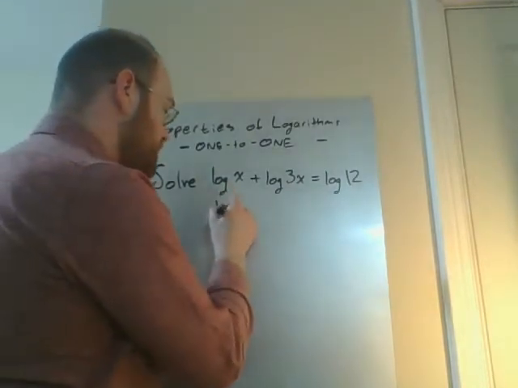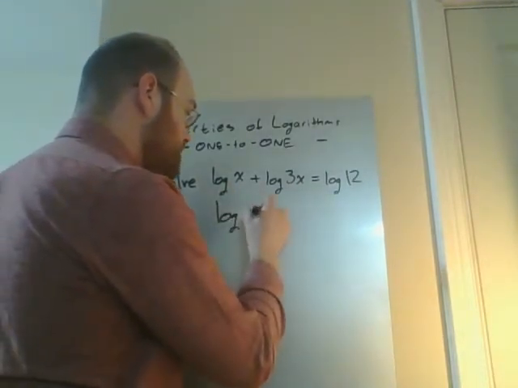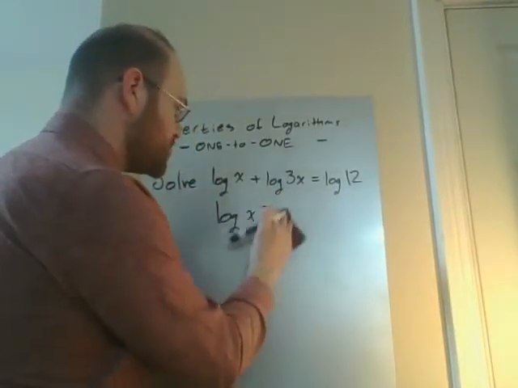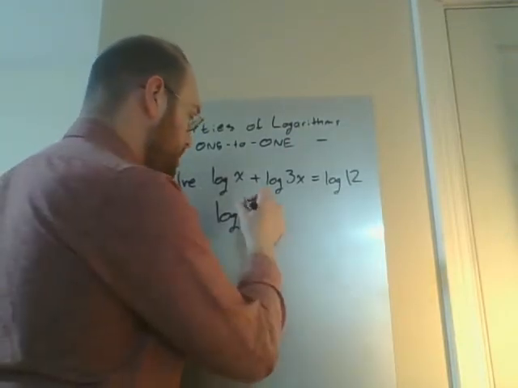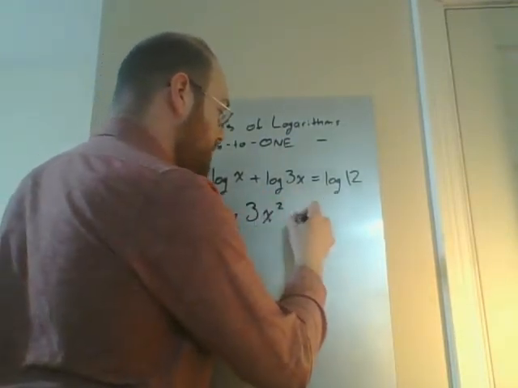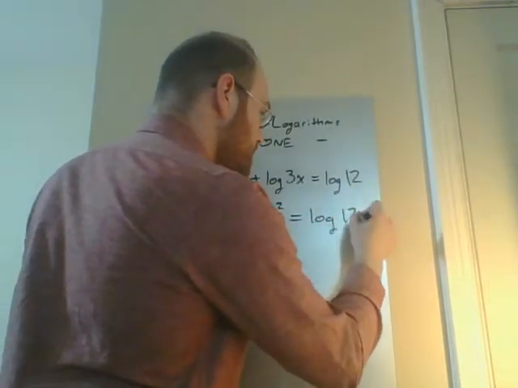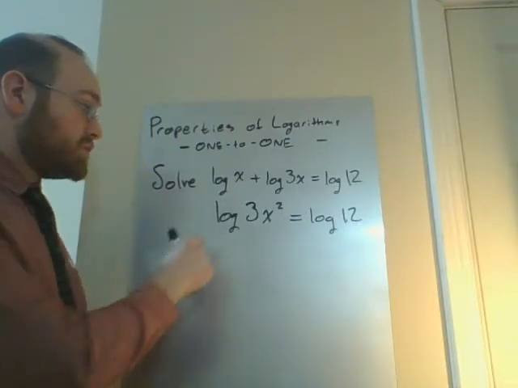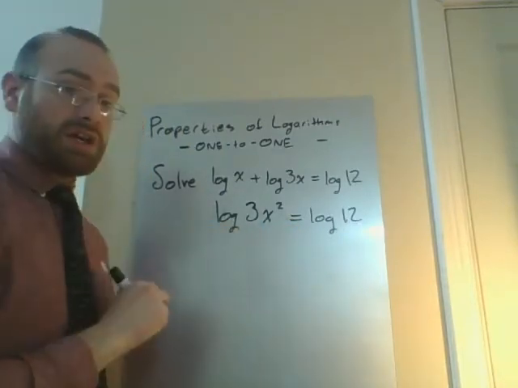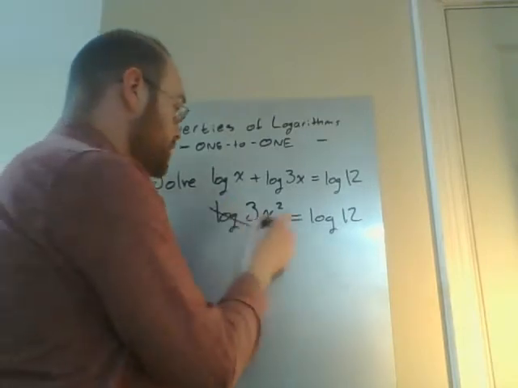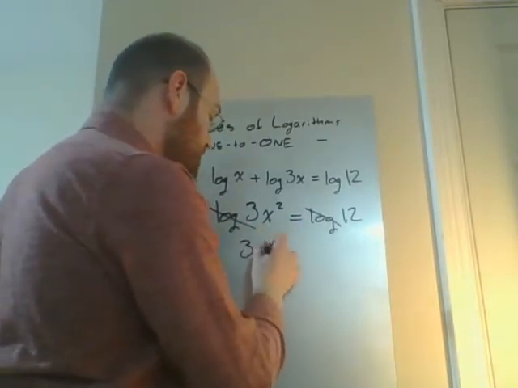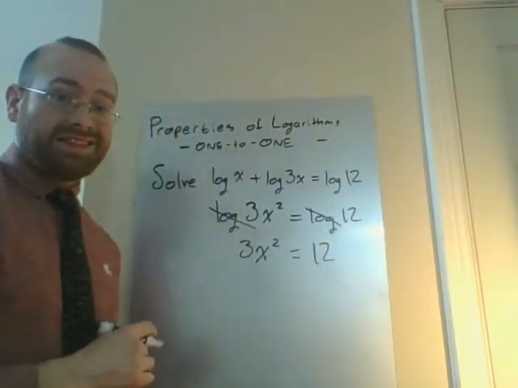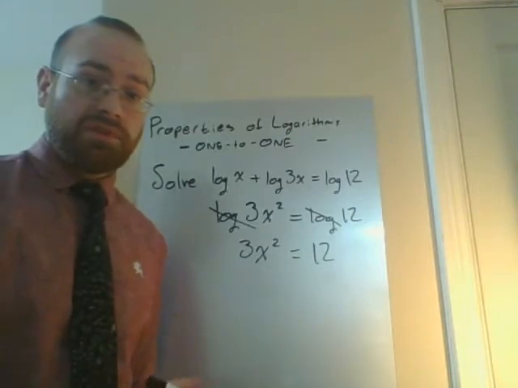So we'll have log of x times 3x, but I'm just going to write that as 3x squared. And this equals the common log of 12. Now that we've reduced this expression to a single logarithm on each side, we can cancel them. So we now have 3x squared equals 12. And this is a quadratic equation that we can solve fairly simply.